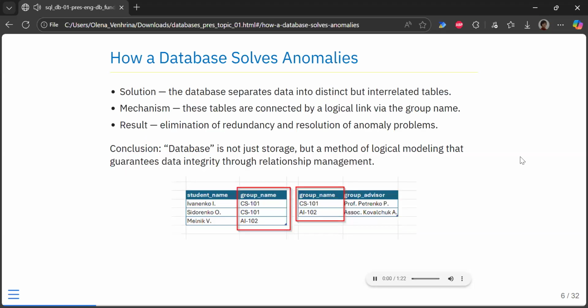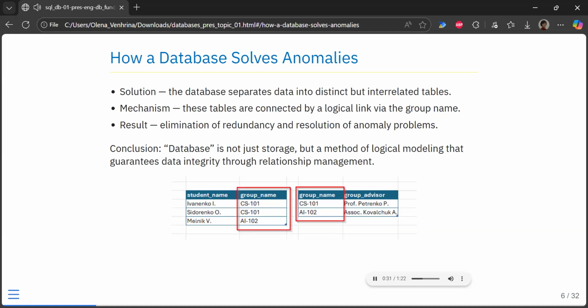So, how do we solve these update, deletion, and insertion anomalies we saw? The answer is fundamentally simple. We stop mixing everything into one pile. A real database models the subject area logically, and in the logic of our university, student and group are two different entities. Therefore, we create two separate tables as you see on the screen, the students table and the groups table. And then we establish a logical link between them.